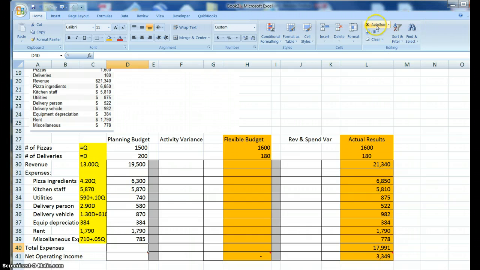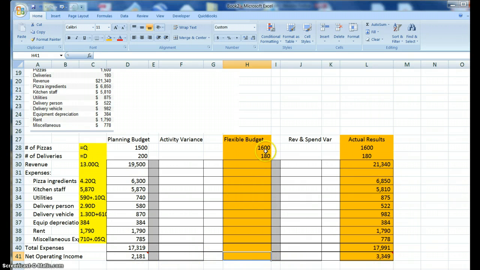I'm going to use the Excel function key called the summation to add the 6,300 all the way to the 785. And then my next step is I'm going to take my revenue and subtract the total of those expenses to see what my net operating income is. And I have a little check figure here and we match. Okay. So the flexible budget, it's got a formula in here to look at, not sure.